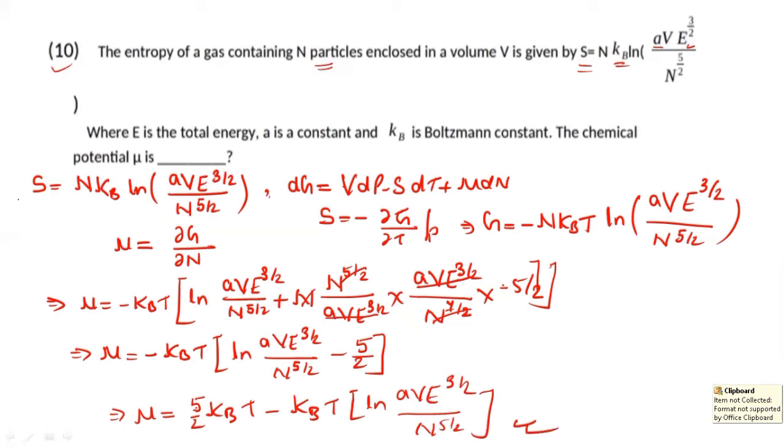So this is very simple. You have written what is entropy. From entropy you have written the change in Gibbs energy dG. From here you have to find out what S is equal to. That will give you Gibbs free energy, because we know that chemical potential mu is equal to del G by del N. So on doing this you will get the value of the chemical potential.